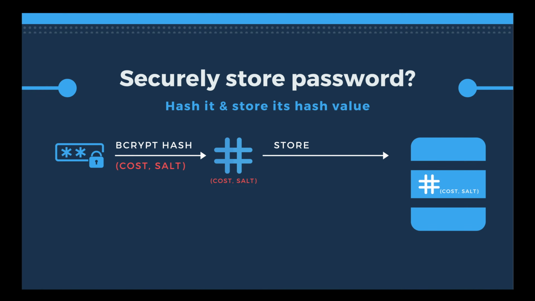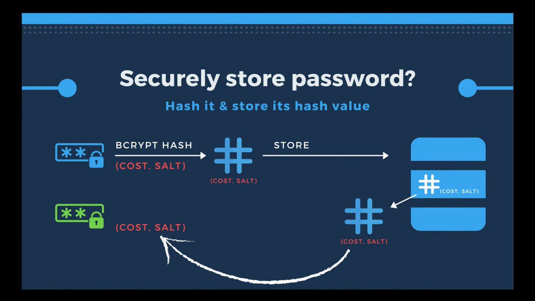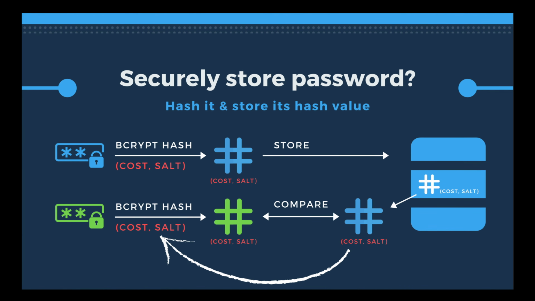But when users log in, how can we verify that the password that they entered is correct or not? Well, first we have to find the hash password stored in the database by username. Then we use the cost and salt of that hash password as the arguments to hash the password users just entered with Bcrypt. The output of this will be another hash value. Then all we have to do is to compare these 2 hash values. If they are the same, then the password is correct.